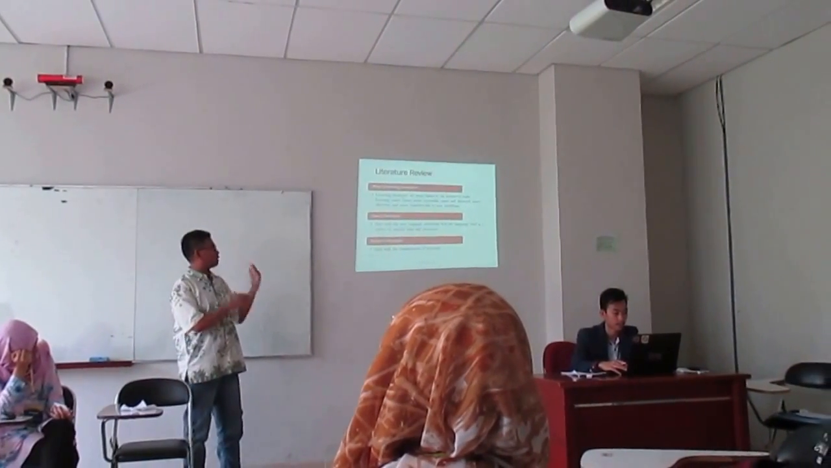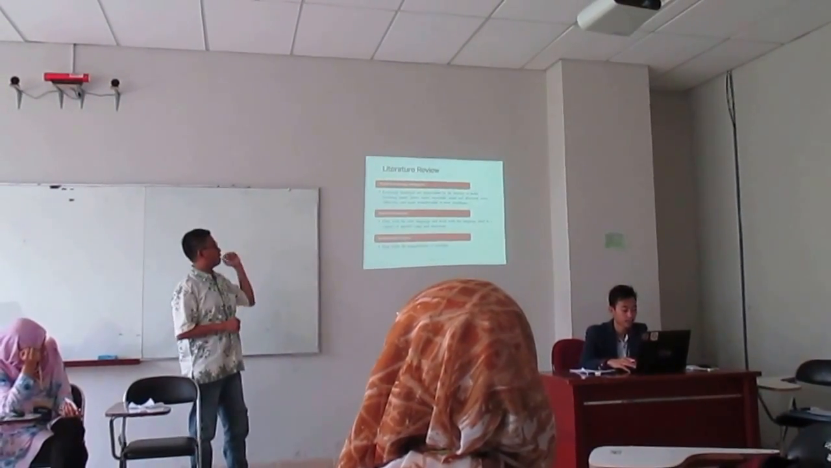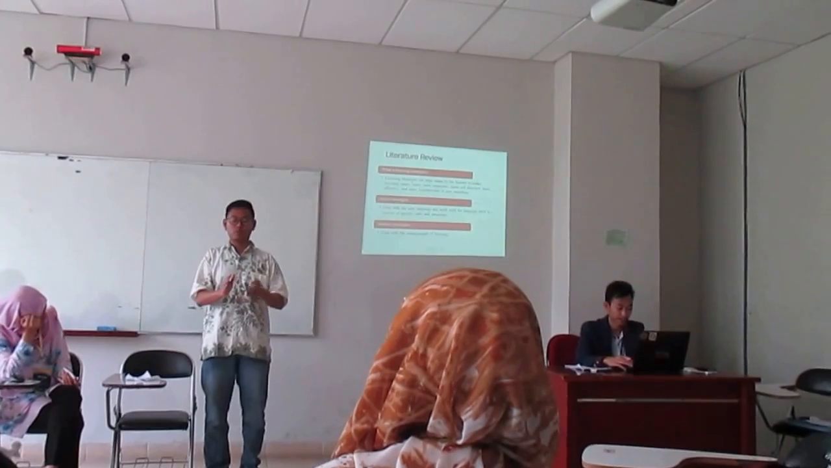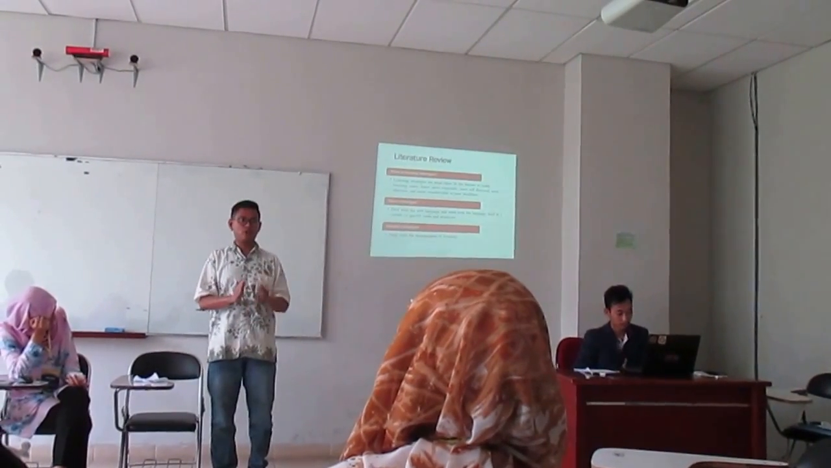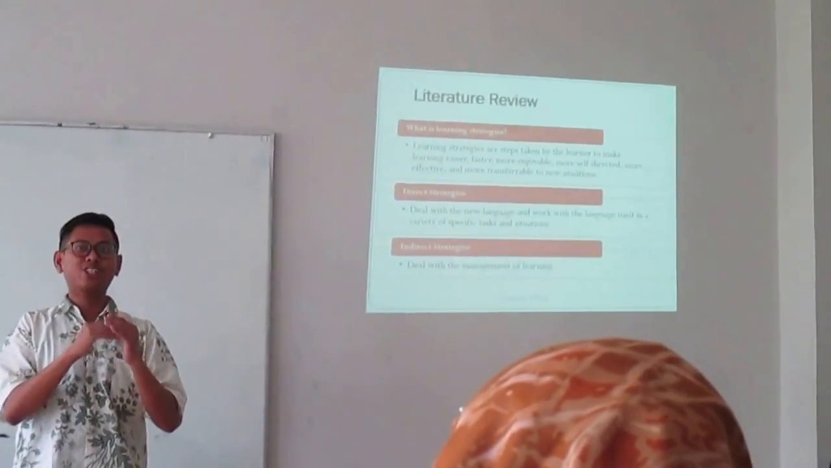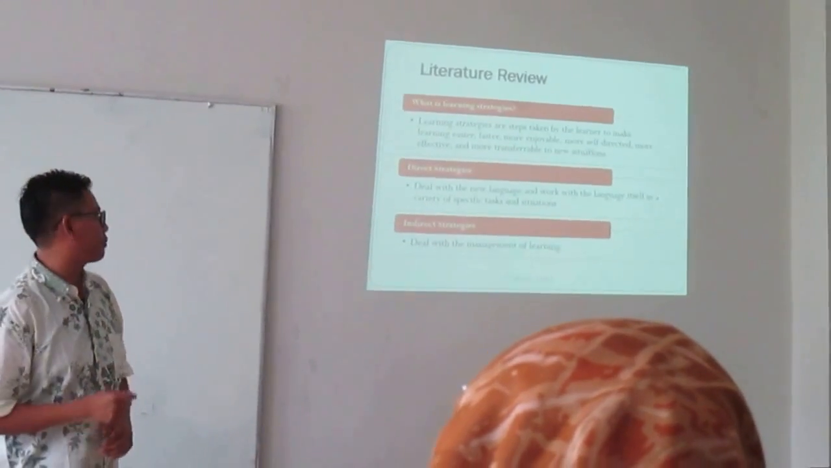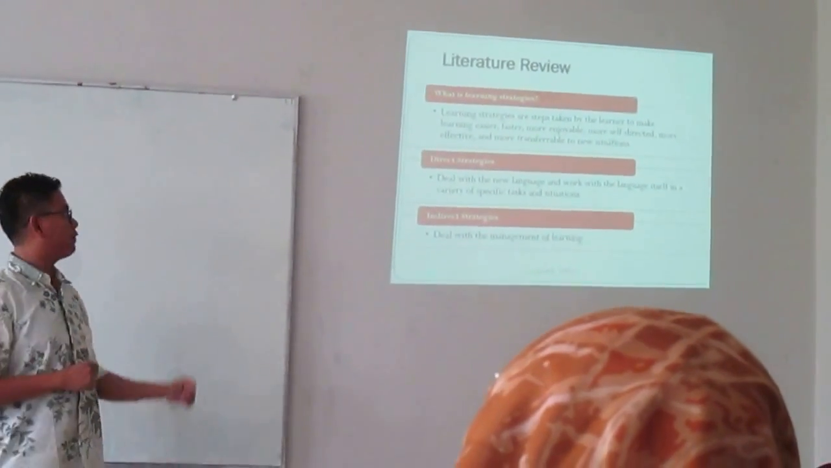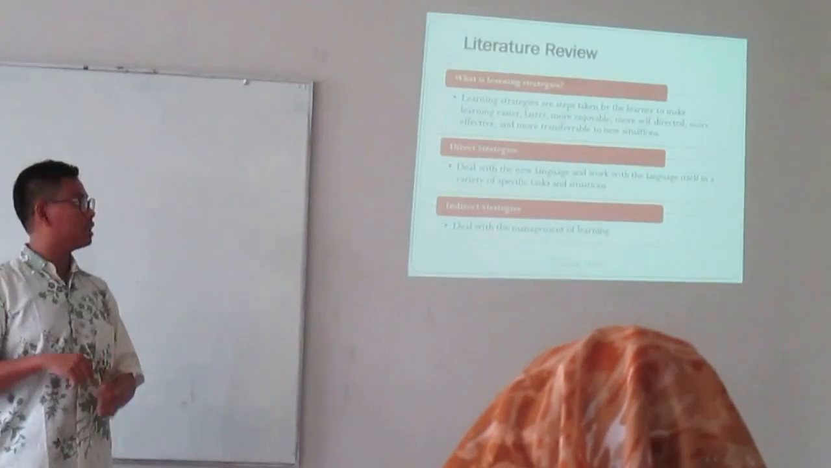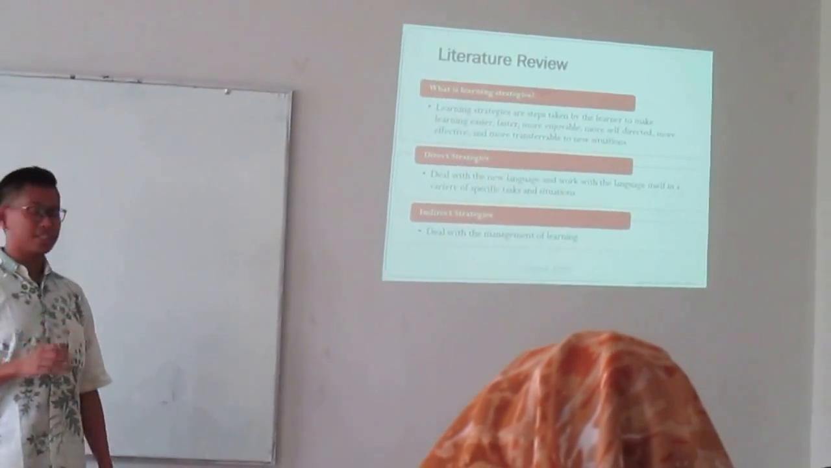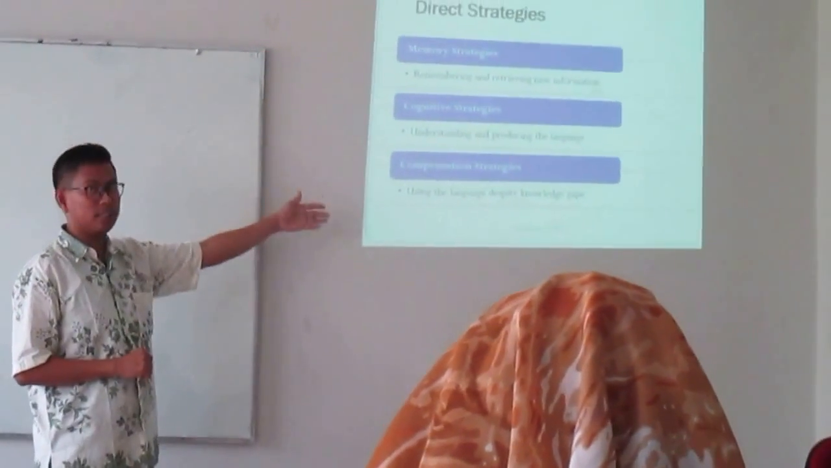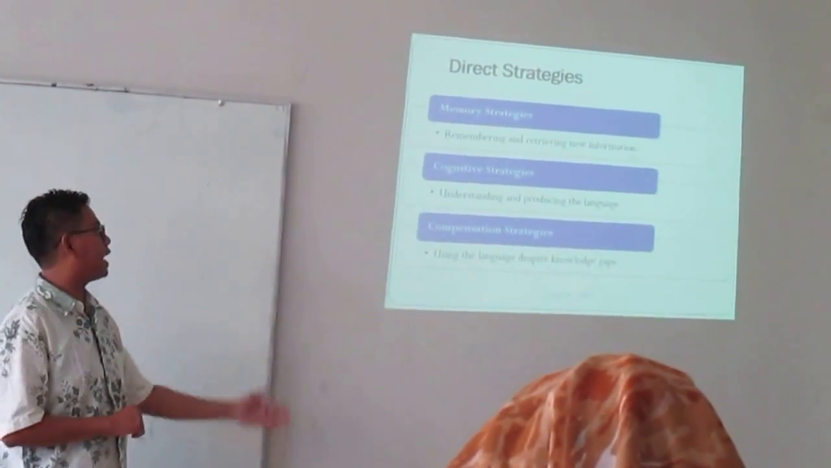This is some literature review that we have here about learning strategy. What is learning strategy? Learning strategy is what we conduct in our classroom or the students do to achieve their goal in learning. However, some students don't use appropriate learning strategy in the classroom. And this strategy is divided into 2. First is direct strategy, and the second is indirect strategy. Direct strategy deals with the language used, while indirect strategy deals with the management of learning. Next. This is the type of direct strategy: memory strategy, cognitive strategies, and compensation strategy.